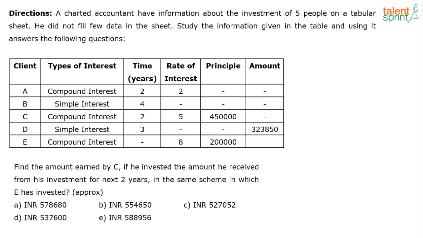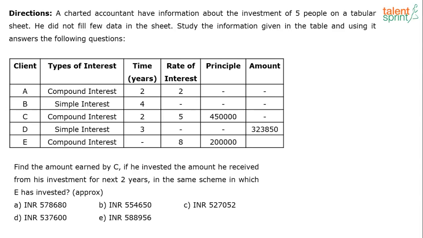So what is it? Find the amount earned by C if he invested the amount he received from his investment for the next 2 years in the same scheme in which E has invested. Approximate. You have to do an approximate calculation. So try this. First of all, find out how much amount will C earn from his investment. 2 years, 5%. I think we have done this calculation already, right? 4,50,000 plus, what did we get? 46,125 if I am correct.